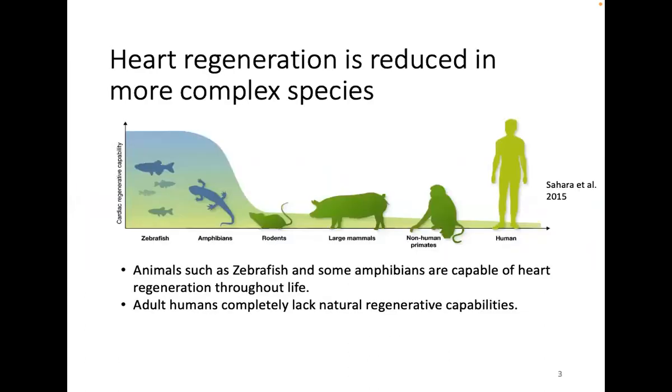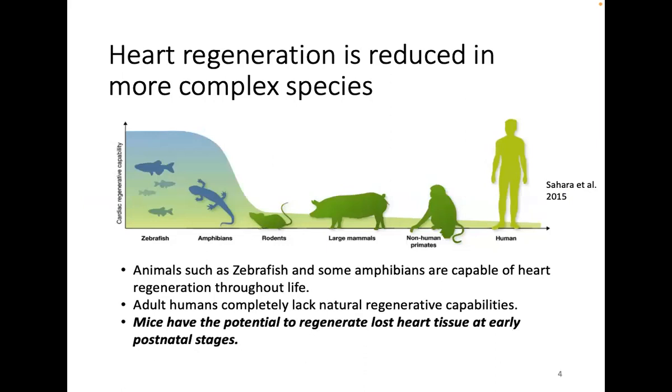Heart regeneration for a while has been known to occur in some species such as zebrafish and some amphibians, where whether a heart injury occurs at early neonatal stages all the way to adolescent or adult stages, those hearts can completely regenerate with little to no sign of any heart injury ever occurring. That's in stark contrast to much more complex species such as humans, which completely lack any natural regenerative capabilities of the heart at adult stages.